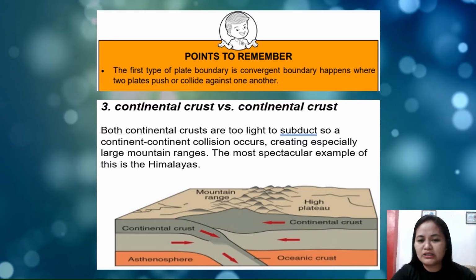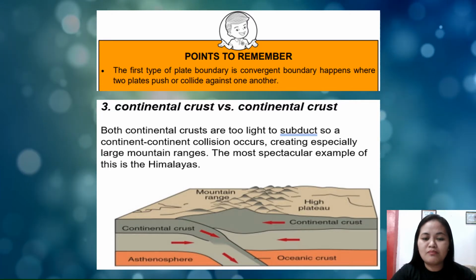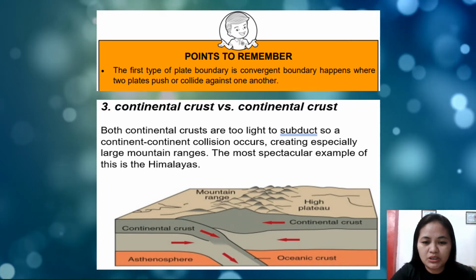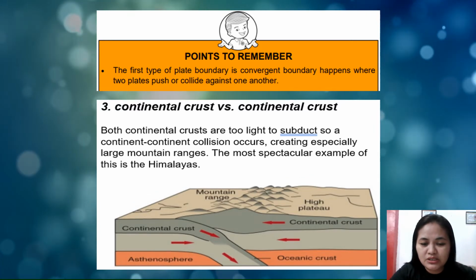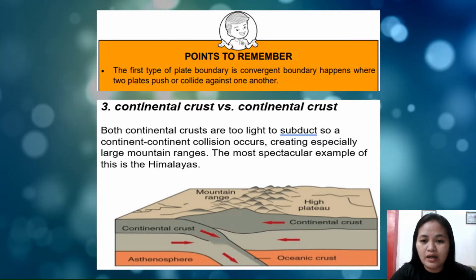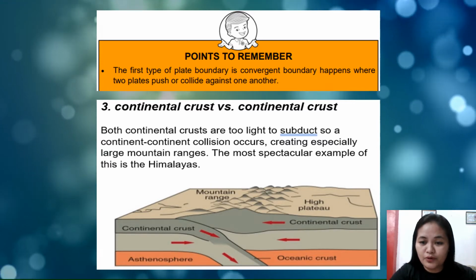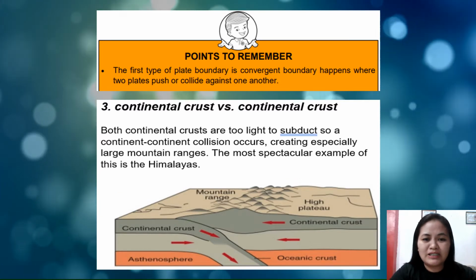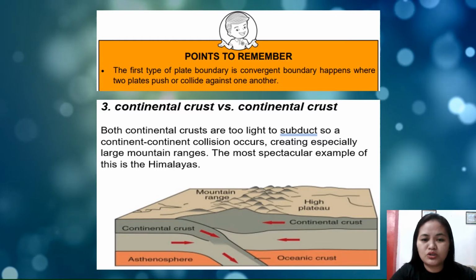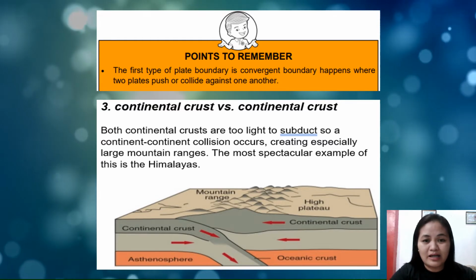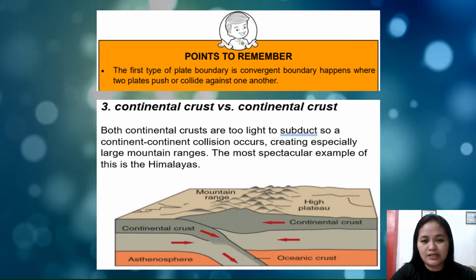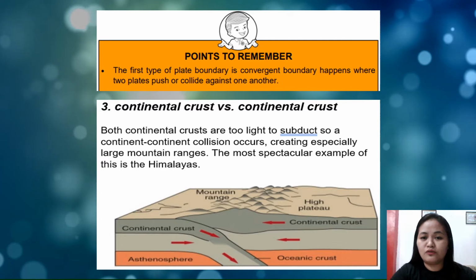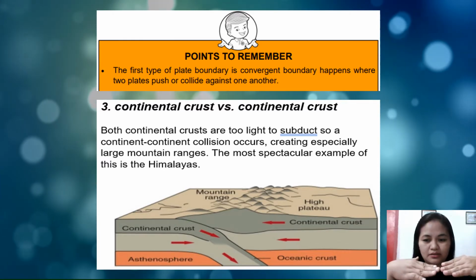Alright, so this is the scientific explanation why mountain ranges are formed. But as you can read on the picture, aside from mountain range, there is also a high plateau being formed as a result of this kind of collision, continental crust versus continental. What kind of boundary are we discussing here? It is still convergent boundary. So when we say converge, you meet.